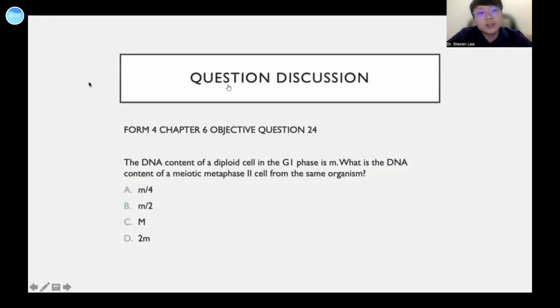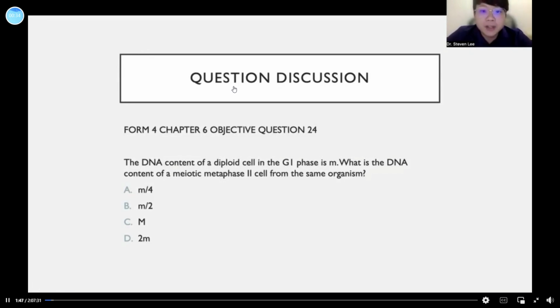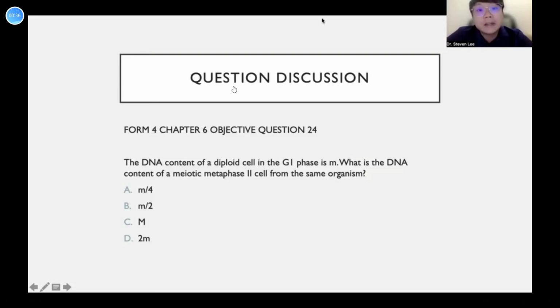This was the question asked by the students: Form 4, Chapter 6, Objective Question 24. Yesterday I already uploaded both the Chapter 6 and Chapter 7 structured and objective answers, so please do check them. The question says the DNA content of a diploid cell in G1 phase is M. What is the DNA content of a meiotic metaphase 2 cell from the same organism?